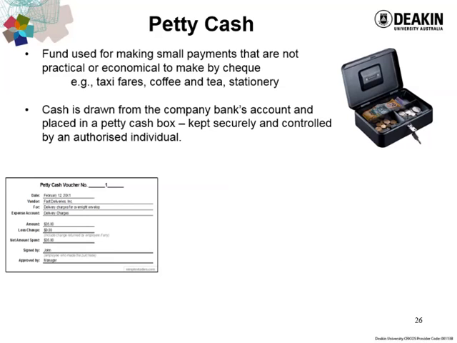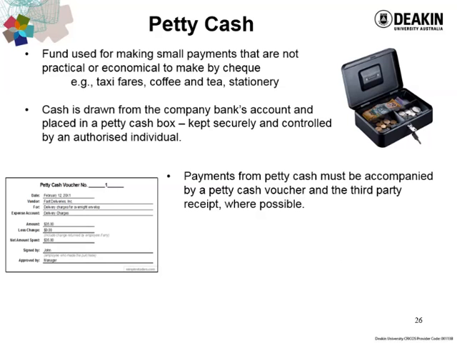When payments are made from the petty cash, the authorized employee will fill in the petty cash voucher to document a disbursement as shown in this example. So this is actually an example of petty cash voucher. And it should be supported by a third-party receipt if possible.